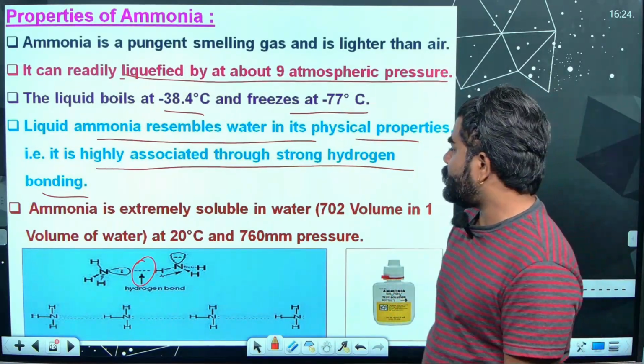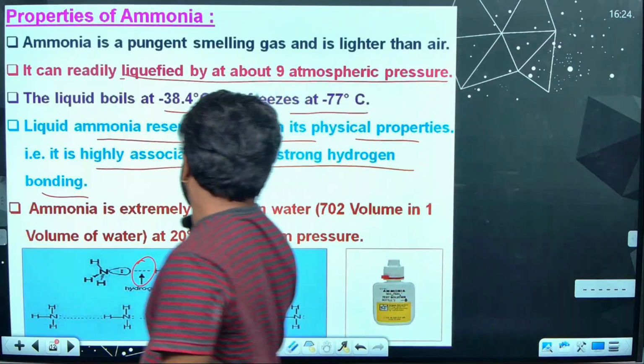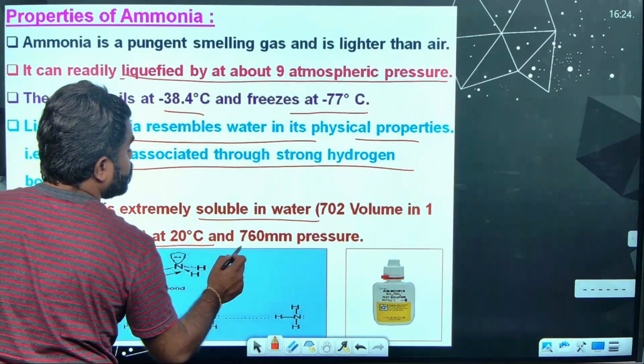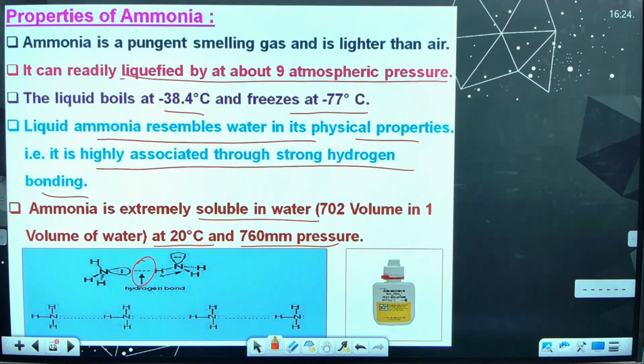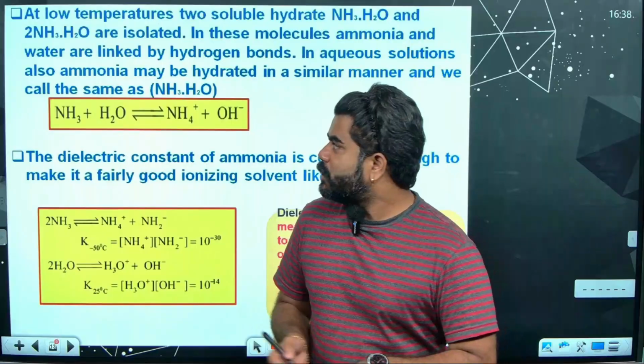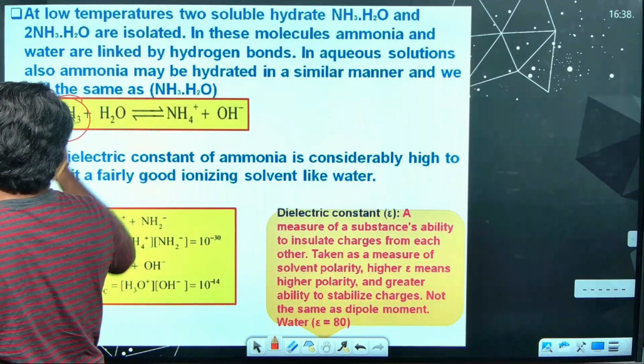So that is called your hydrogen bonding. And you see that ammonia is extremely soluble in water at 20 degrees and 760 mm pressure. So now let us see what happens when ammonia is treated with water. You know that ammonia is basic.